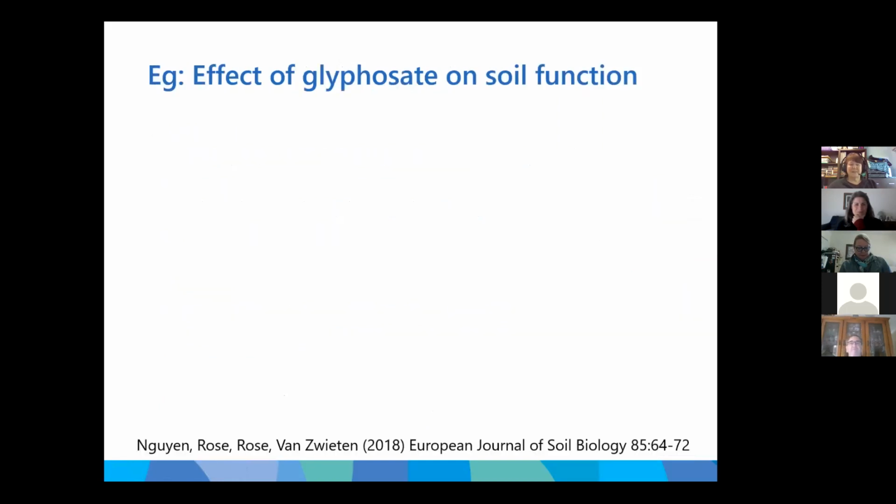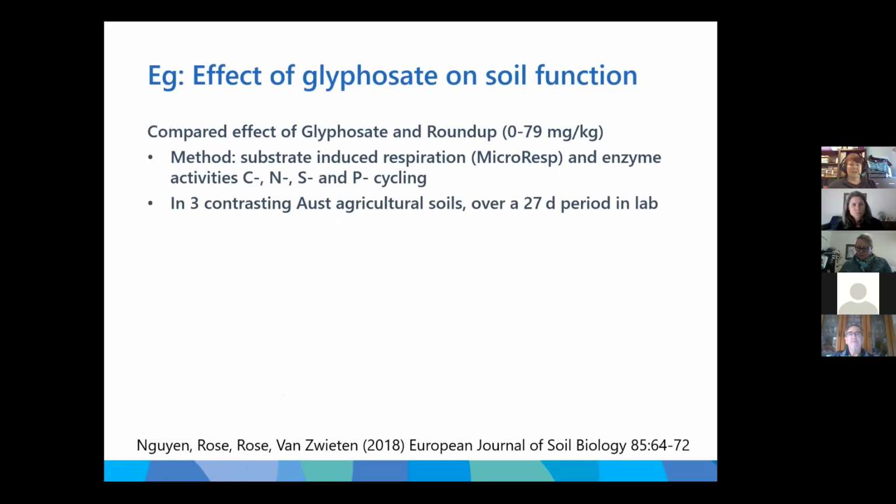So I've got a couple of examples of studies that have been done recently by the group in Wollongbar and elsewhere, looking at effects of some of the inputs on soil function. So glyphosate was one question that often came up. And so this study compared glyphosate and Roundup, so the actual chemical you get in the container with its active ingredient, and from a range of rates. They used substrate-induced respiration to assess that, and enzymes which looked at carbon, nitrogen, sulphur and phosphorus cycling. And they looked at 3 different Australian soils over a 27-day period in the lab.